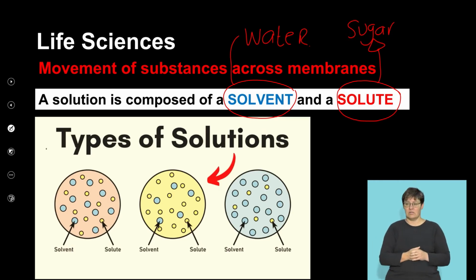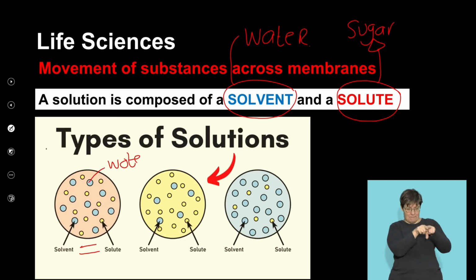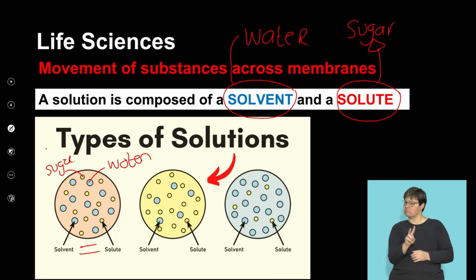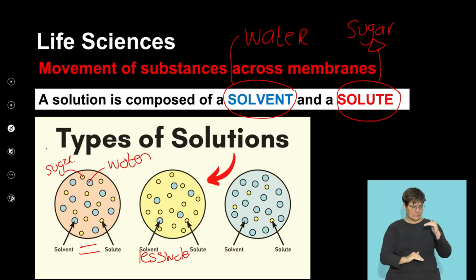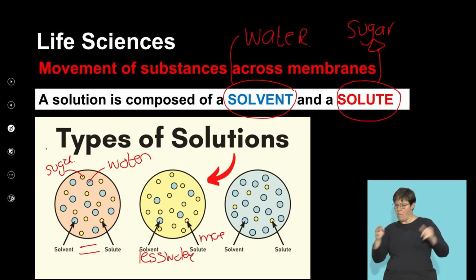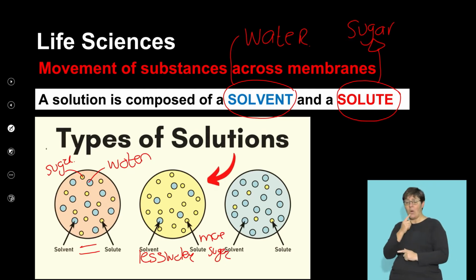The blue and the yellow dots are quite important. Over here, the blue and the yellow dots are the same. There are the same amount of blue, which is going to be my water, as there is yellow, which is going to be my sugar. If we have a look at the next one over here, I'm going to see that there is less water and more sugar. Those of you who like 4 or 5 teaspoons in your tea.